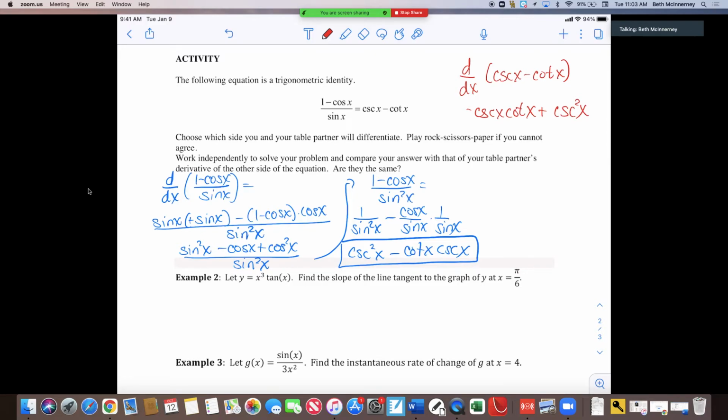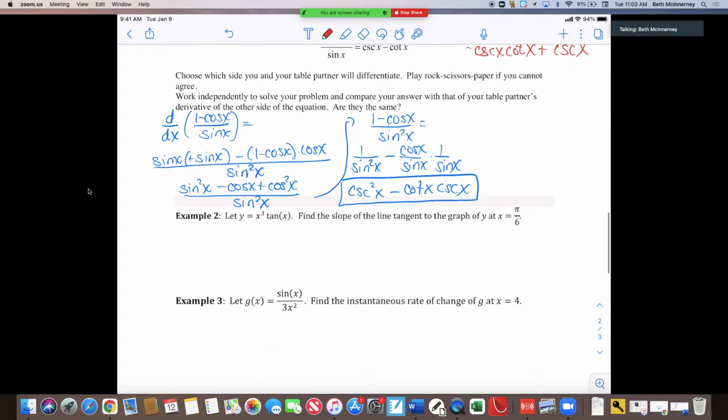All right, questions on that one? Not bad. All right, example 2. It says let y equals x cubed tangent x. Find the slope of the line tangent to the graph of y at x equals pi over 6. So let's do this. And we're going to do a little bit of simplifying. I only wanted the slope.